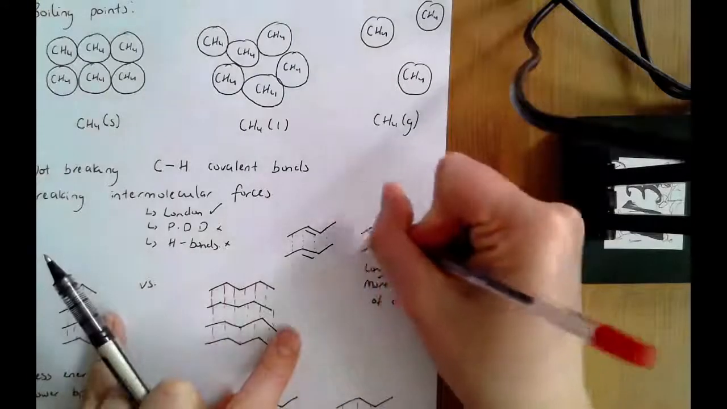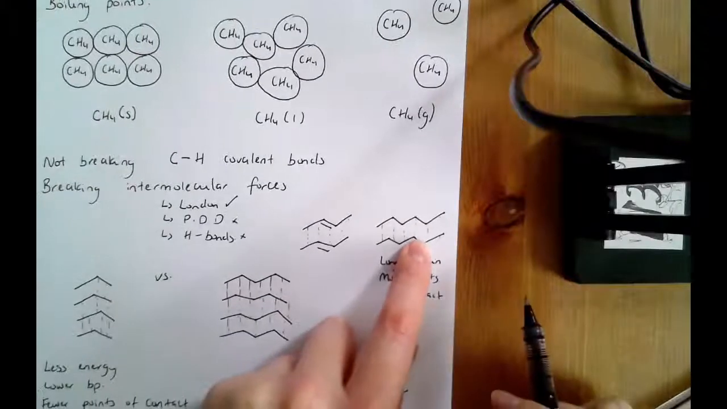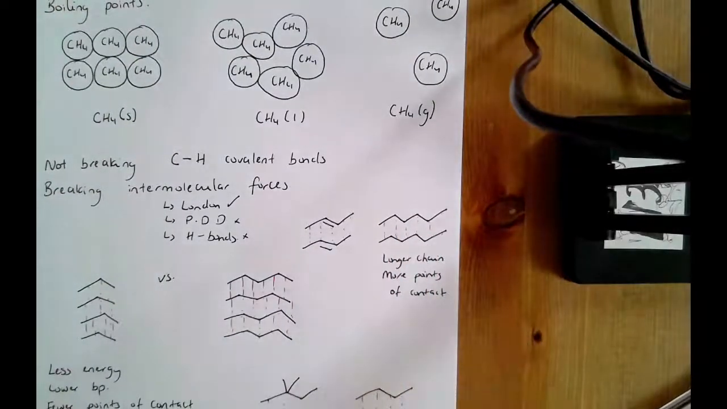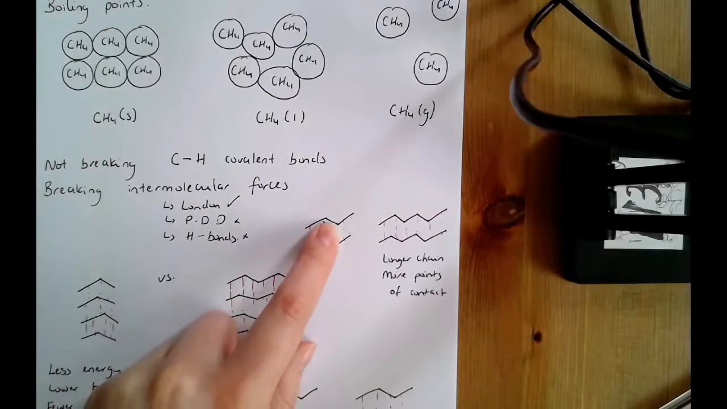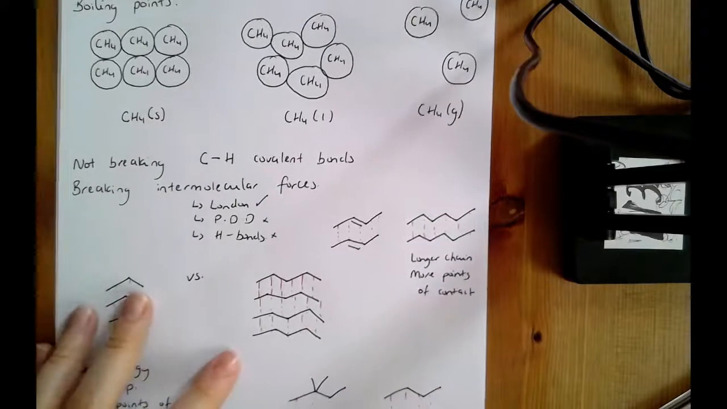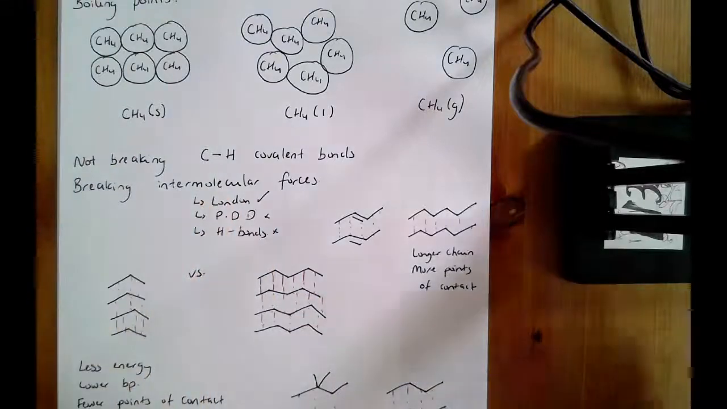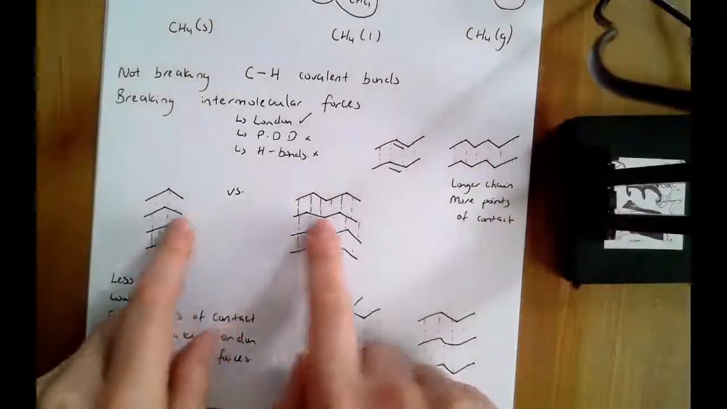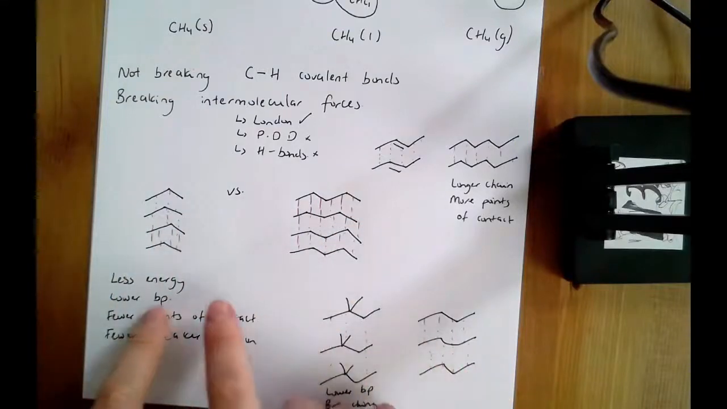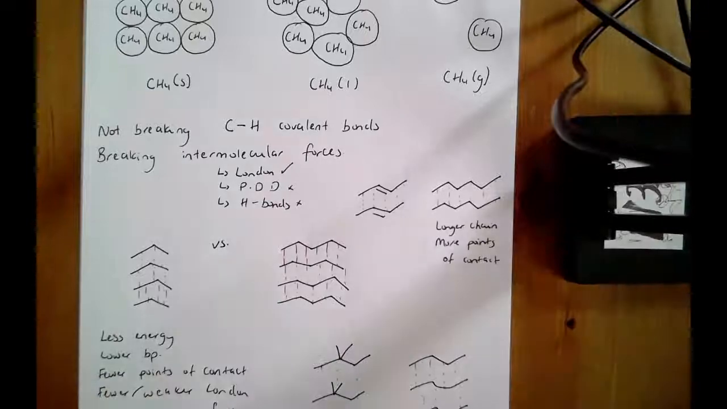Because the alkane over here has got a longer chain with more points of contact, the London forces are stronger, so it's got a higher boiling point. So don't be sidetracked by the presence of the double bond. It doesn't raise the boiling point because you don't need to break that bond when you are melting or boiling an alkene. All you're doing is overcoming the London forces, and the strength of London forces will depend on the length of the chain and the branching, because that will affect the points of contact. It will also depend on the number of electrons. The more electrons, the stronger those London forces will be.